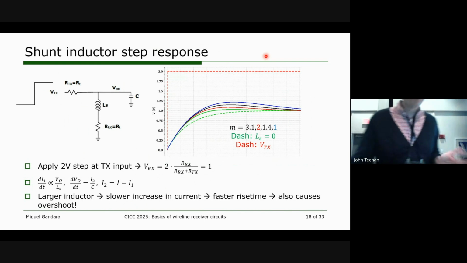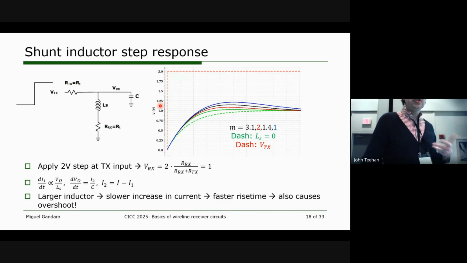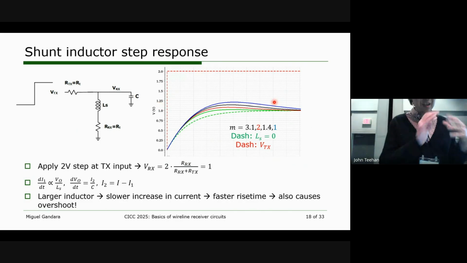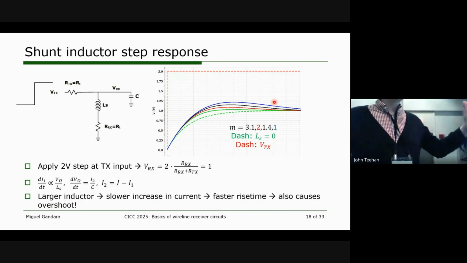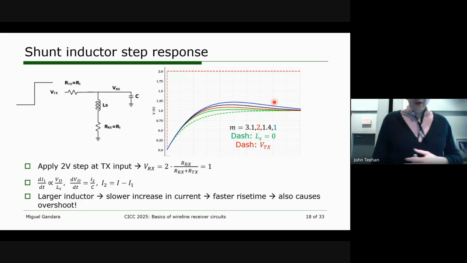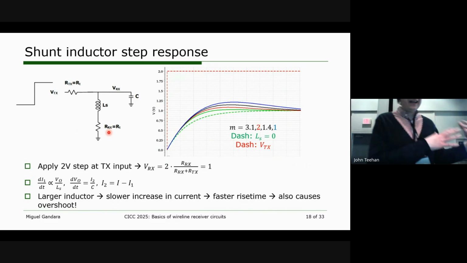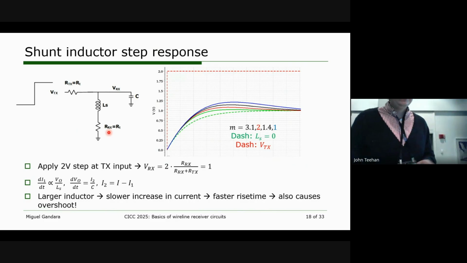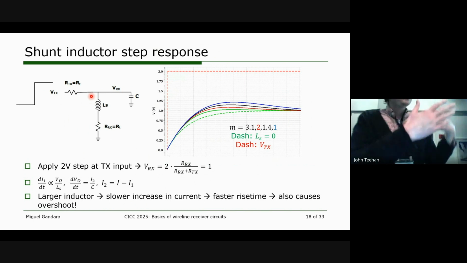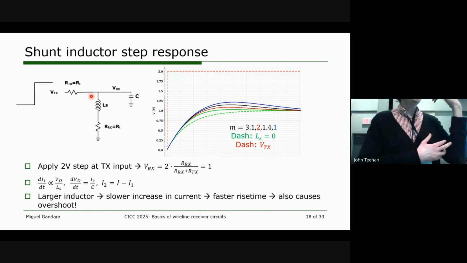Another key point you can look at is the time it takes for a step to settle. In theory, if your circuit has high enough bandwidth, it should be able to completely settle a step input within a single UI. That's the key metric we use when evaluating these SerDes: how long does it take to get to the final value we're looking for? Again, I applied a 2-volt step at the input. This implies that we should get 1 volt at the output, and we want to see, as I size up the inductor, which one gives me the best settling response?